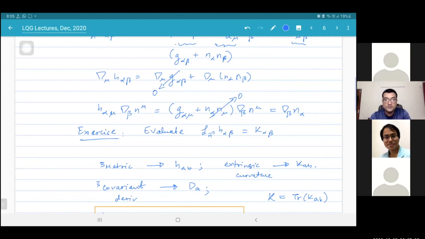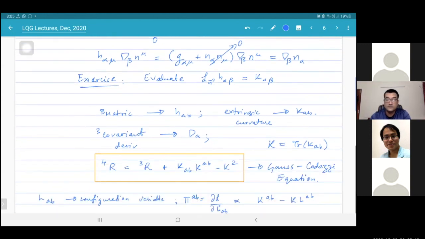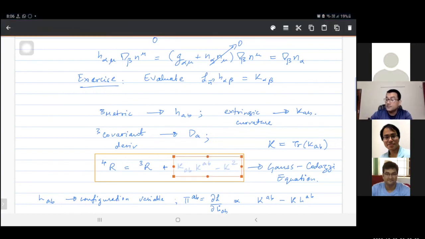Any other questions? Sir, I have a question. This is Debmalya speaking. Sir, in the Gauss-Codazzi equation, can you bring the equation? Sir, in the K_AB K^AB term, is it always positive or can it be negative? Or does this depend on the signature of your space-time? How does it signify in physical situations or in physics? You are asking whether this term can be positive or negative in general, right? Yes.